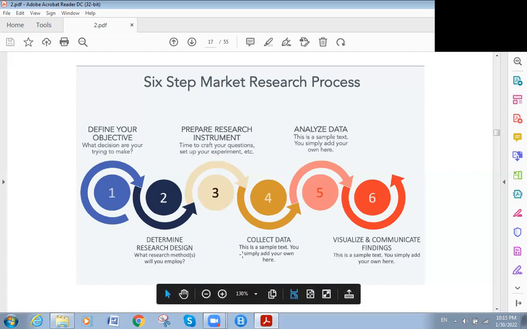Collect data. This is a sample text. You simply add your own here.